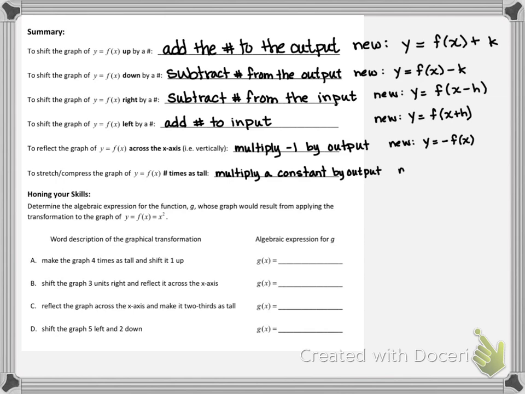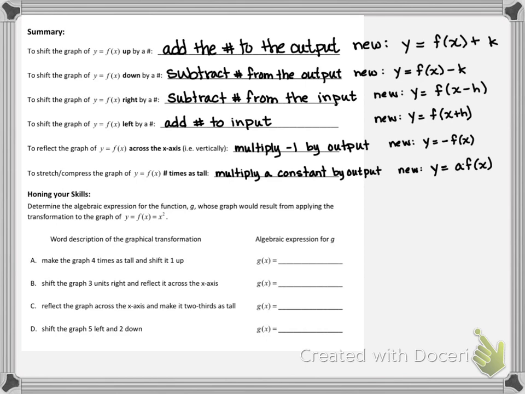So our new function is y equals a times f of x. And we can combine these operations. Again, you just want to think of order of operations as far as when you do each of these.